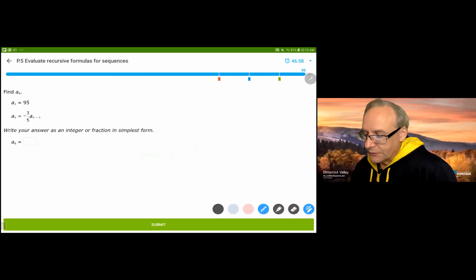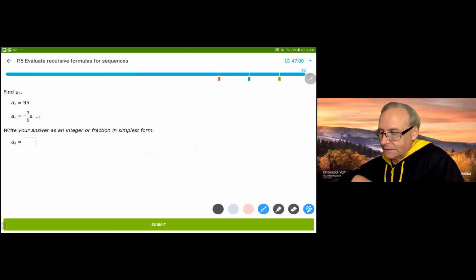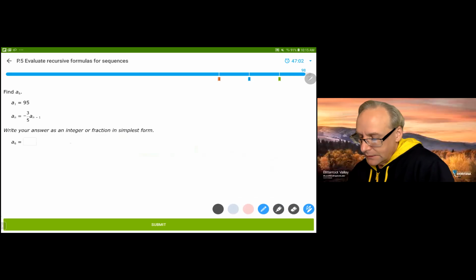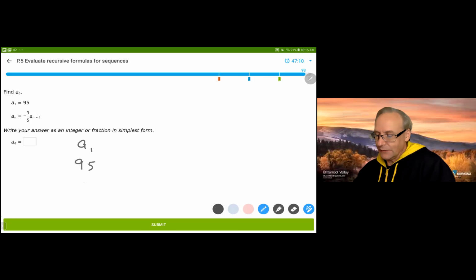All right, this one we're going to multiply by -3/5. And, oh man, I want quite a few. Okay, so A1, there is a way of skipping all the steps, but I don't think it's a good idea. Not yet anyway. Later on we'll have to because we're going to be dealing with the formulas. But 95 times -3/5, and the 5 cancels the 95 to give you 19. When you multiply that, you get -57. That's going to be A2.